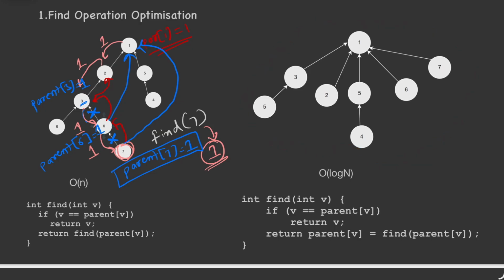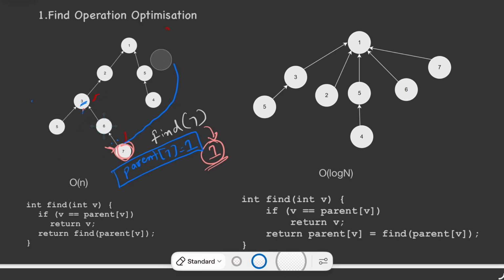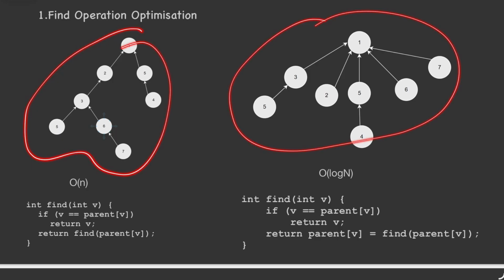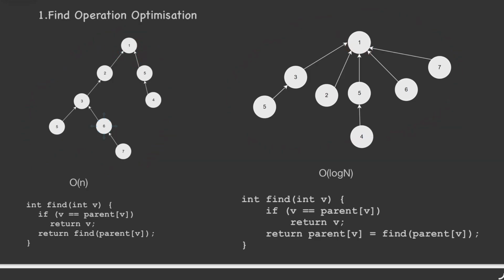See, all the elements are actually present that were there before, right? All of them are actually present. Look, all of them are actually present here. And the root for this tree and this tree is 1. So we haven't lost any information. So this is also called path compression optimization.